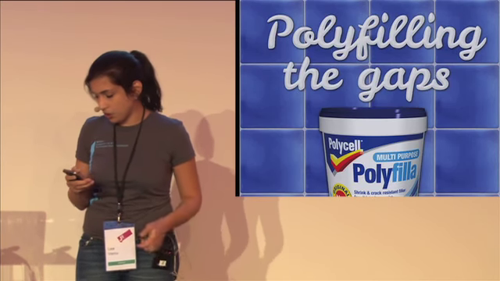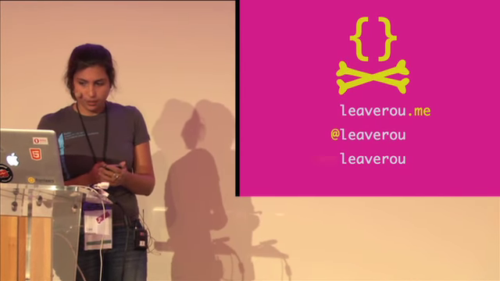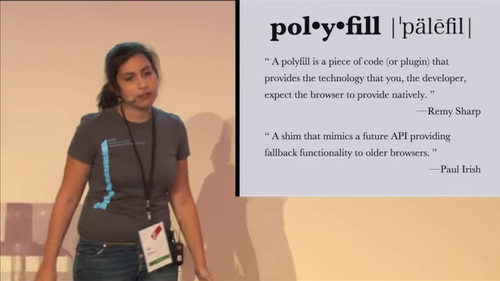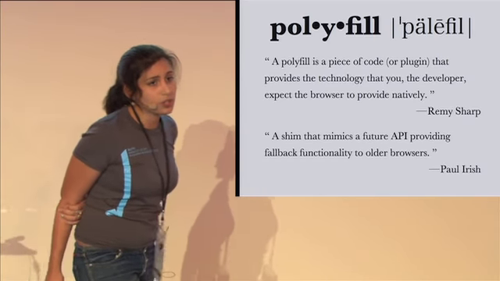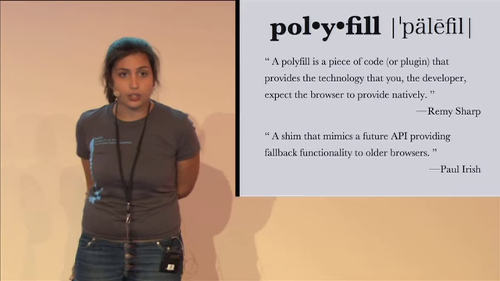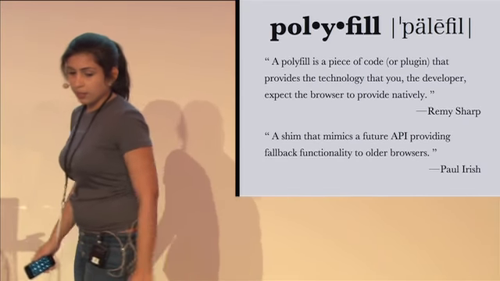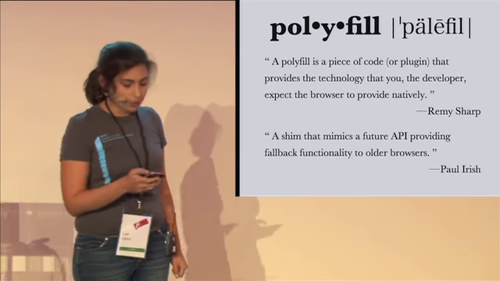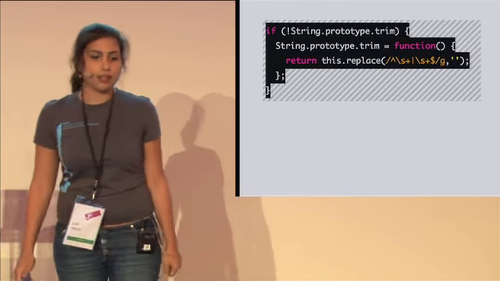His official definition for that was that a polyfill is a piece of code or plugin, for example, Chrome frame could be considered a kind of polyfill, that provides the technology that you, the developer, expect the browser to provide natively. Or as Paul Irish put it, it's a shim that mimics a future API by providing fallback functionality to older browsers.